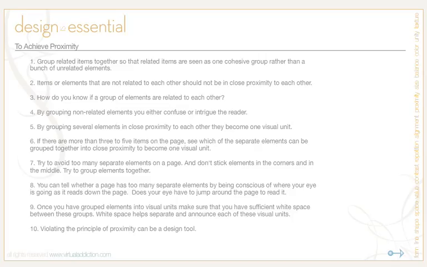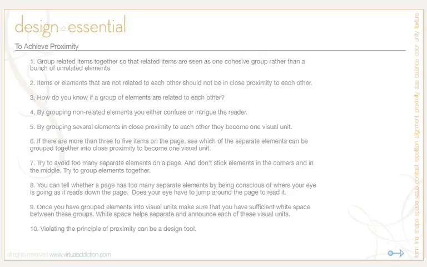To achieve proximity, you want to group related items together so that the related items are seen as one cohesive group rather than a bunch of unrelated items. Items or elements that are not related to each other should not be in close proximity to each other. So how do you know if a group of elements are related to each other? Well, by grouping non-related elements, you either confuse or intrigue the reader.